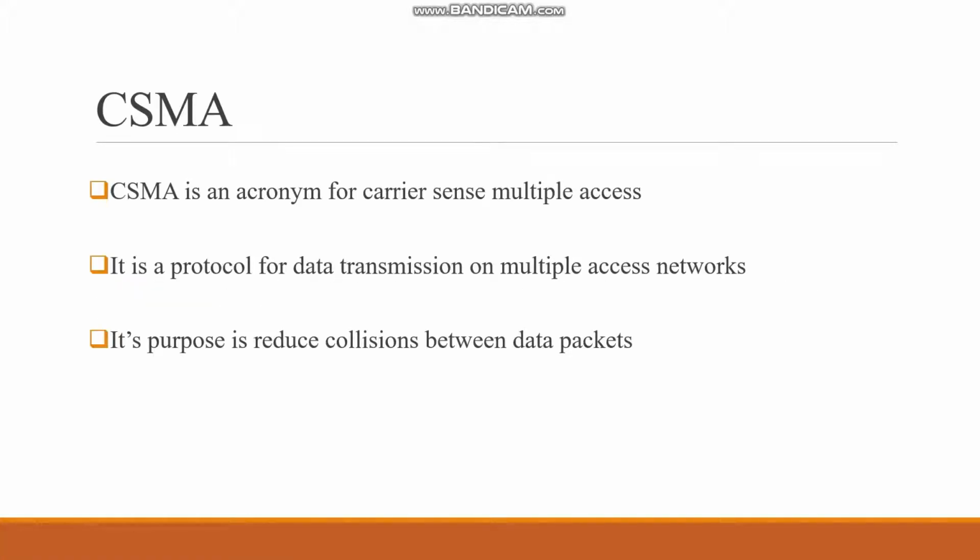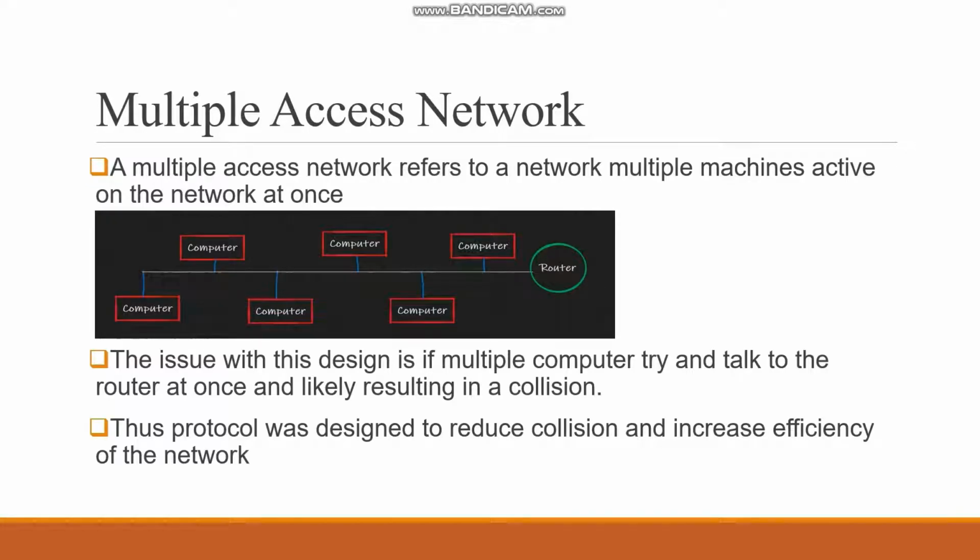CSMA. CSMA is an acronym for Carrier Sense Multiple Access. It is a protocol for data transmission on multiple access networks. Its purpose is to reduce collision between data packets. A multiple access network refers to a network with multiple machines active on the network at once.